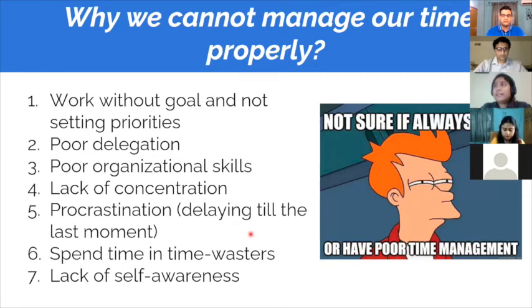So why is it like that? Why is it happening actually? Because sometimes we work without setting a goal and setting a priority. Sometimes we don't delegate our work, like we are not passing on our work. We are trying to do everything by ourselves. If there is a chance that we can pass on some of our work to our colleagues or our friends or our peers, we still want to do everything on our own.